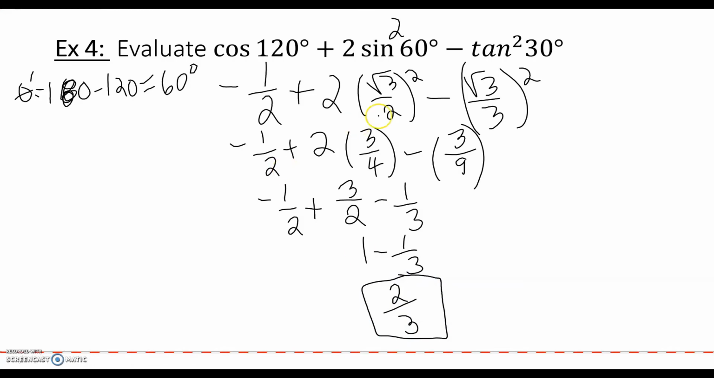Okay, so we found each of these measures individually: cosine of 120, sine of 60, and tangent of 30. We squared the sine of 60, and we squared the tangent of 30 degrees. And then we also multiplied this one by 2, and we simplified and combined our fractions. And we got our final answer to be 2/3.